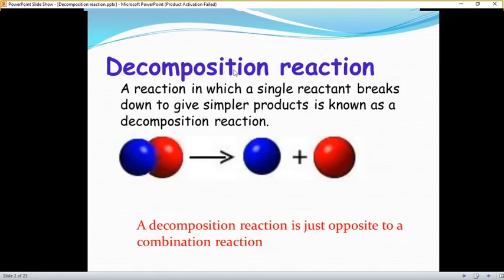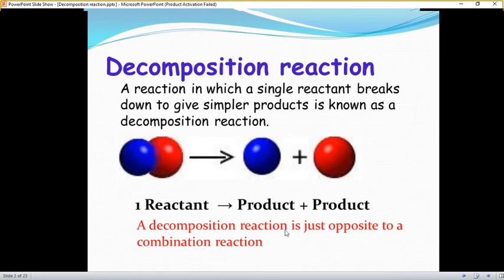As the name suggests, decomposition means breaking down. A reaction in which a single reactant breaks down to give simpler products is known as a decomposition reaction. As you can see here, there is one reactant which is breaking down into more than one product. So essentially we can conclude that a decomposition reaction is just the opposite of a combination reaction. You must remember that a combination reaction results in the formation of a single product, whereas a decomposition reaction starts with a single reactant.